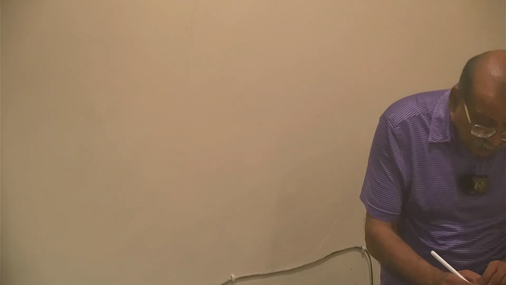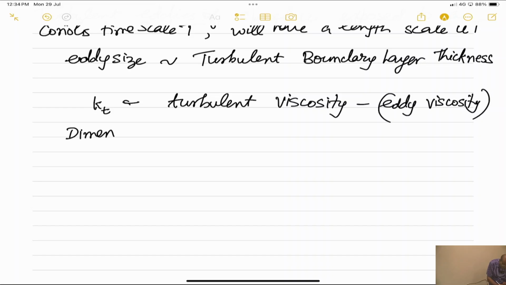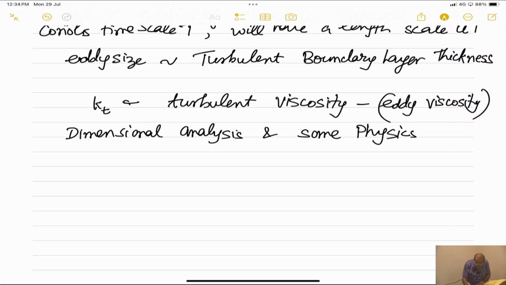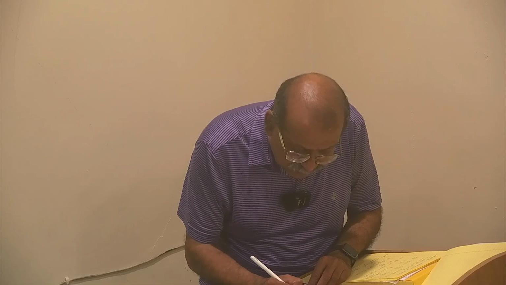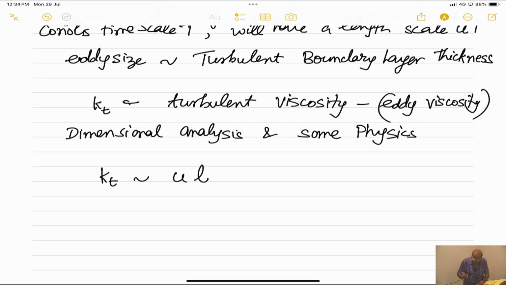And secondly, which is again something very important, from dimensional analysis and some physics. What do I mean by physics? We use the fact that u was something like 1/30 of the mean speed. So this came from observations from physics. So we were able to guess that KT was of the order of U times L. Now this, a velocity times length, is something which is mathematical.